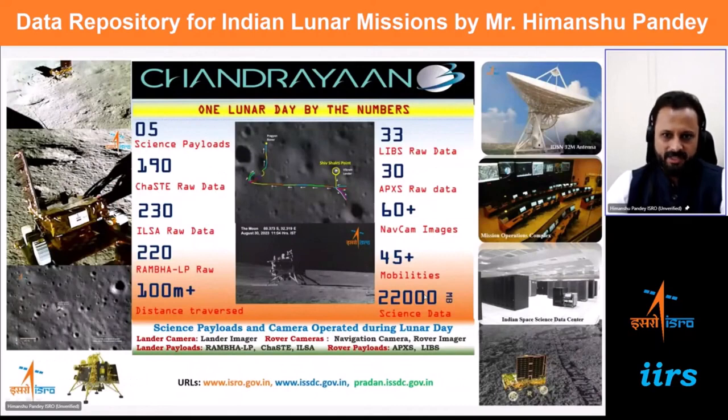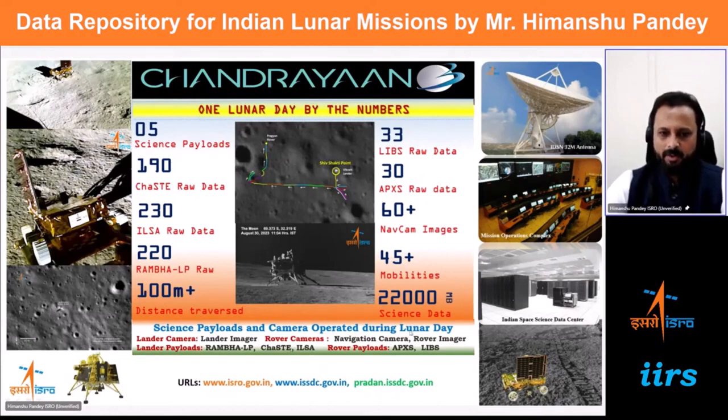Now coming to Chandrayaan-3. Overall, there are five science payloads. ChaSTE produced almost 1 million data sets over the lunar day, which is 14 days of activity. It is around 230 data sets for RAMBHA, around 220, ILSA 33, APXS 30, and NavCam some 50 plus images, and a total of 45 plus mobility operations were carried out. Almost 22 GB of science data was acquired, and the distance traveled is around 100 plus meters.